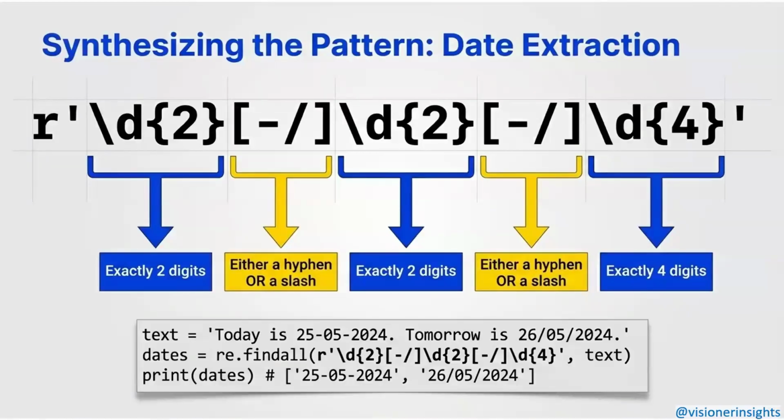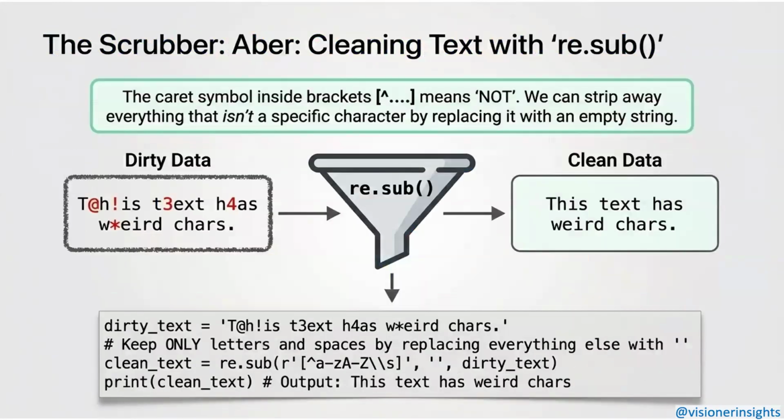By passing this specific pattern into r.findAll, boom, we instantly pull out perfectly formatted dates from incredibly messy text. Now check out this before and after. Imagine a nightmare string just totally injected with random symbols and numbers. On the other side, we want perfectly clean text. So how do we programmatically strip away all that garbage without writing like a dozen different replace functions?